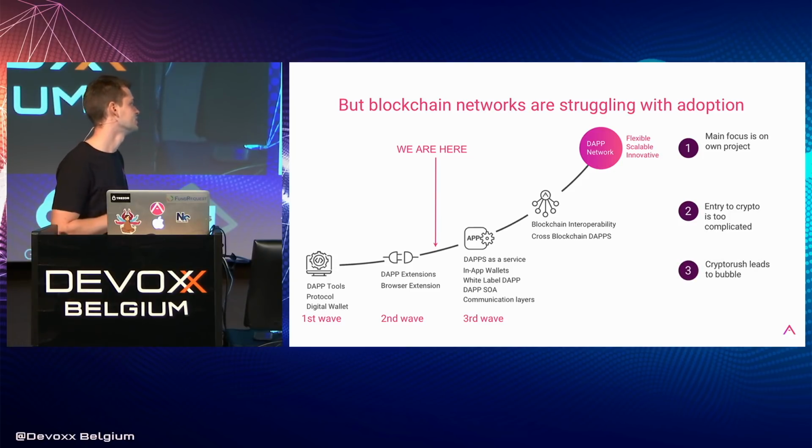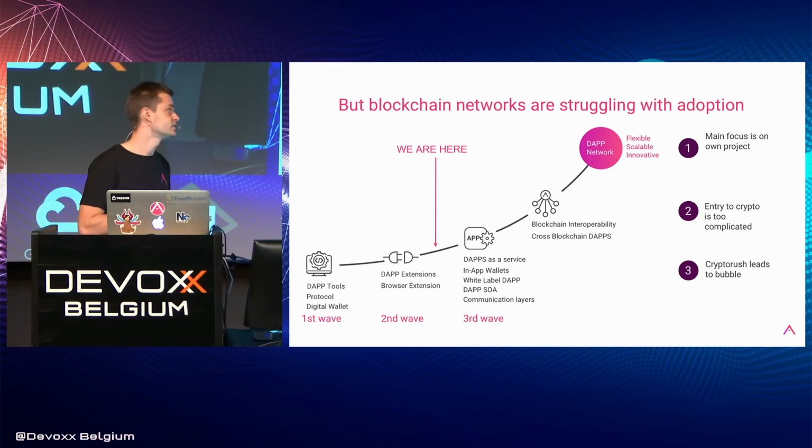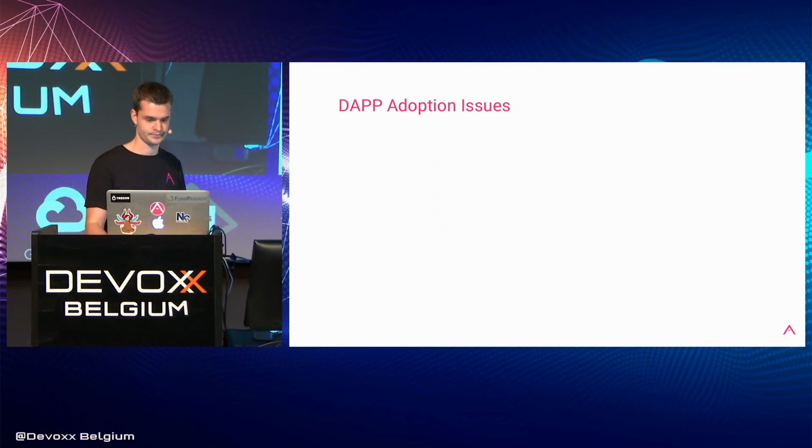And like we saw at the end of last year and the beginning of this year, there is a crypto rush that can lead to a bubble. So there are a lot of people that are doing speculation and are not really the users for the decentralized applications. So that gives a false idea of adoption.